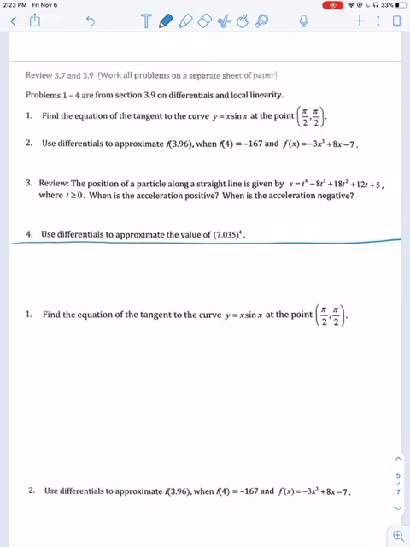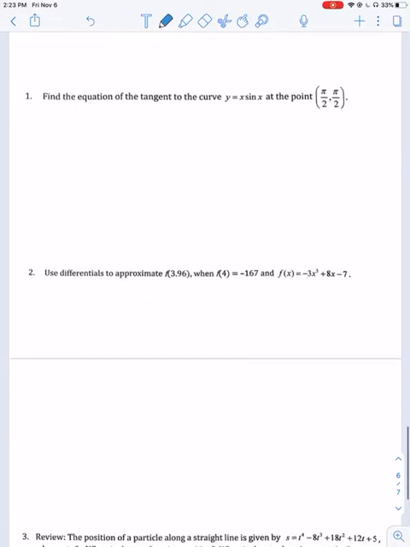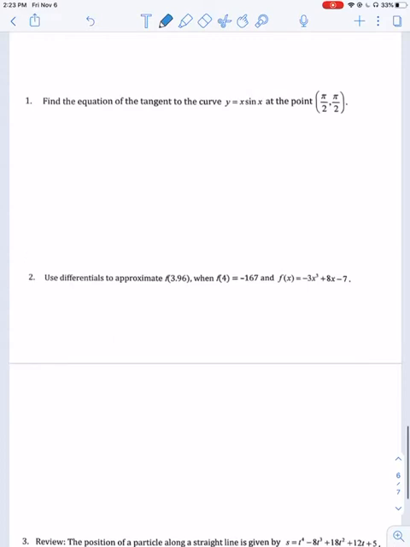Okay, so find the equation of the tangent to the curve y equals x sine of x at the point pi over 2, pi over 2. So I know sometimes the trig functions get a little scary, but it's okay. Step by step. So here we already know our point. That's nice. The point is pi over 2, pi over 2. By the way, I'm down here. I spaced out the problem so I could write on it.